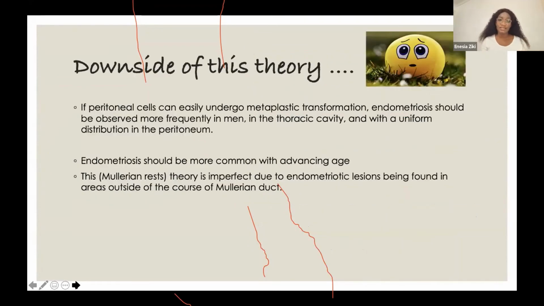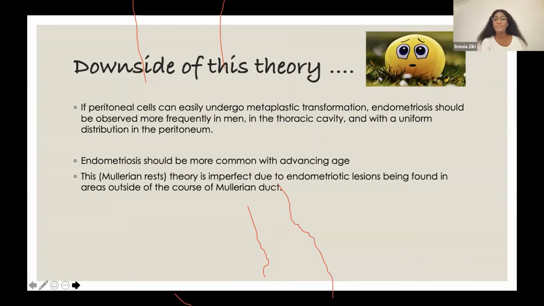But there is a downside to this theory. We're saying that if peritoneal cells can so easily undergo this metaplastic transformation, then we must have endometriosis being found more frequently in men and more frequently in the thoracic cavity, and we should have it in a somewhat uniform distribution throughout the peritoneum, as opposed to finding it mostly in the pelvic area. So again, this theory doesn't explain all forms of endometriosis.